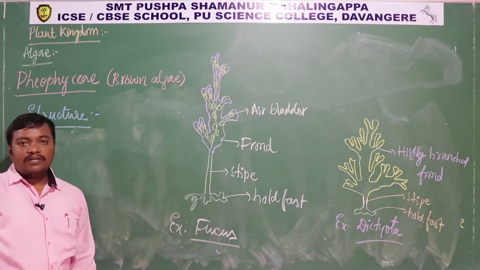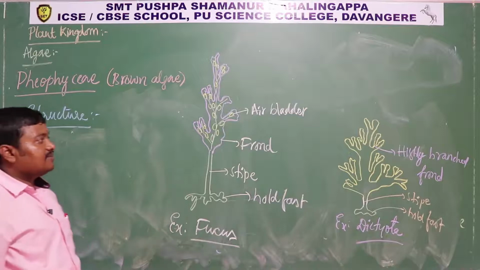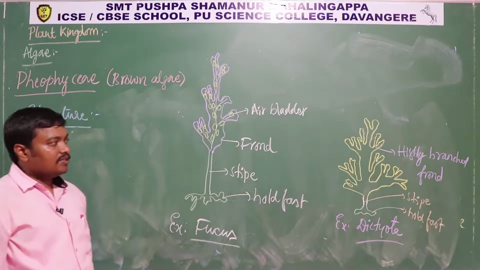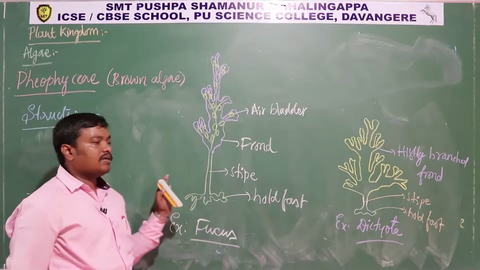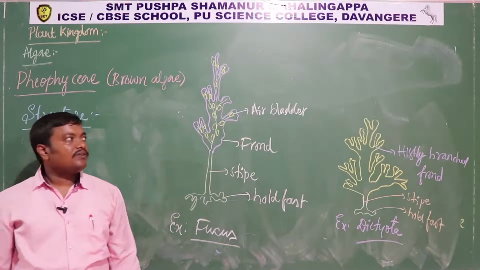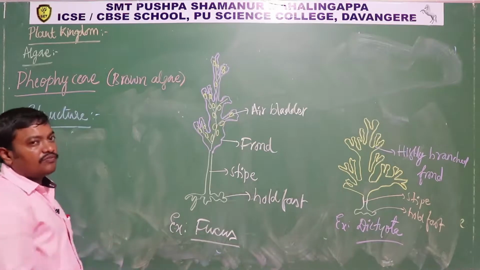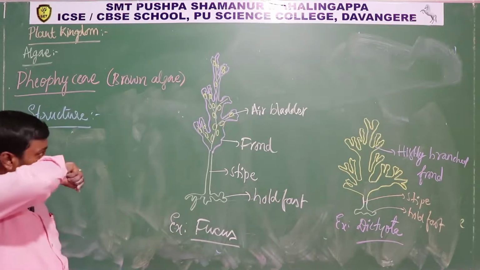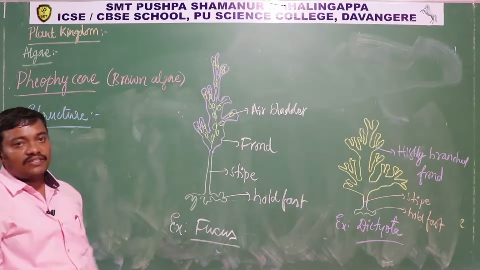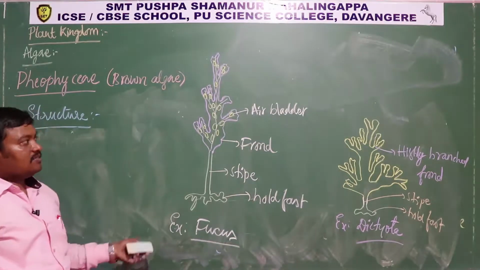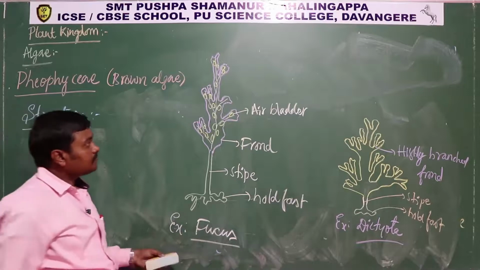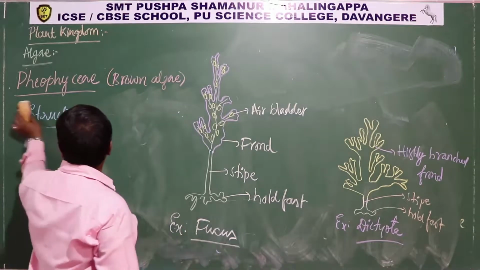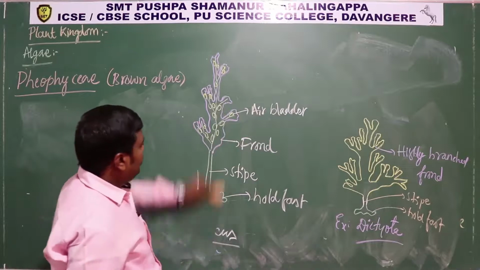They look brown in color if more phycoxanthin is present, so that forms the brown algae. Sometimes they look olive green, as in the video you saw. That olive green color is due to a lesser amount of phycoxanthin and a greater amount of chlorophyll A and B. So they form different colors and shapes, and they are more like plants. So this is about the structure of phaeophyceae members.